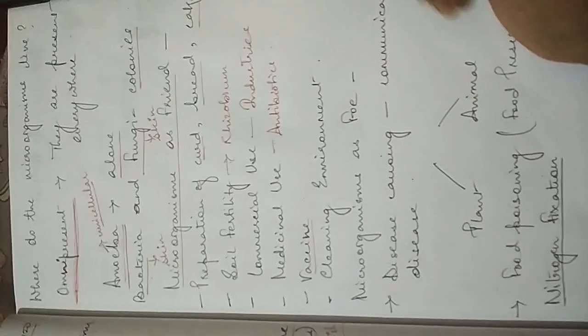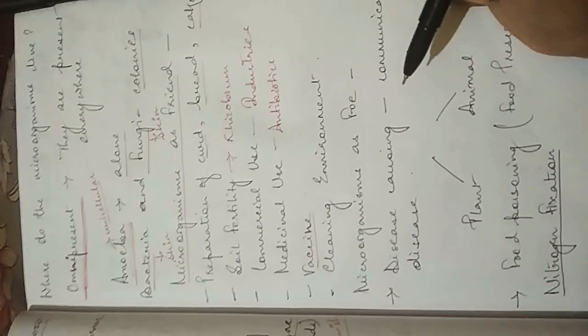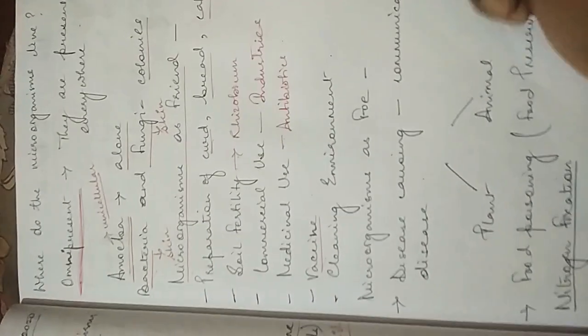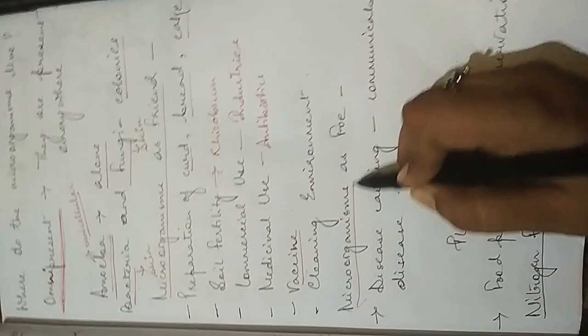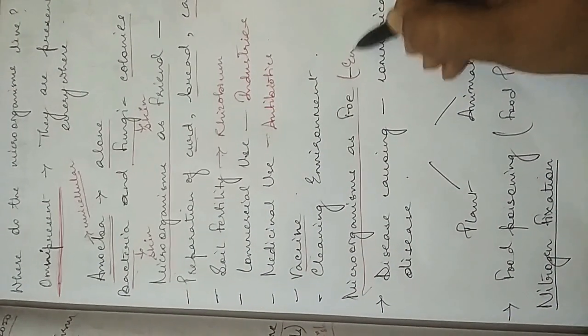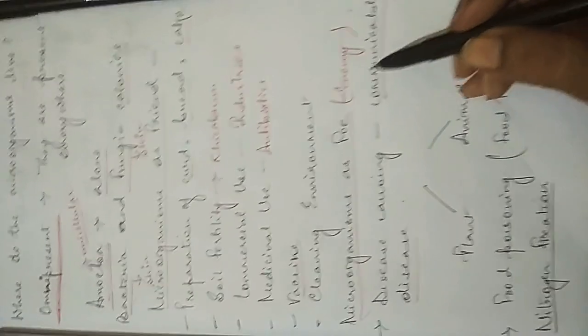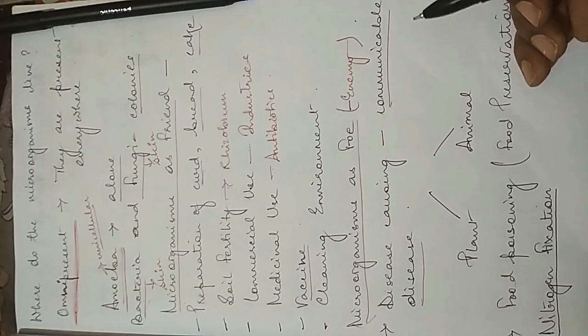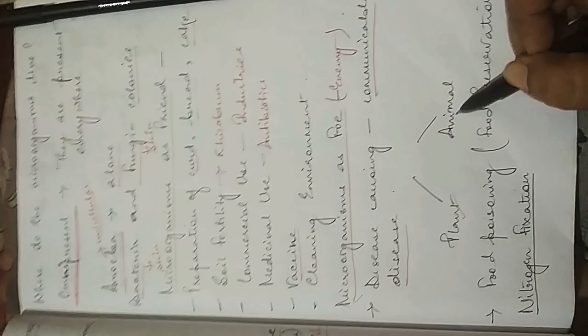Next is vaccines, pulse polio vaccines and all kinds of vaccines, which help in the protection of the body and developing the immune system. Cleaning the environment, many microorganisms also help. We will study this in the chapter. Now microorganisms as foe means they act as our enemy. That is, they are disease causing and they cause communicable diseases. Right now the world is fighting one such communicable disease. And microorganisms cause disease both in plants and animals.